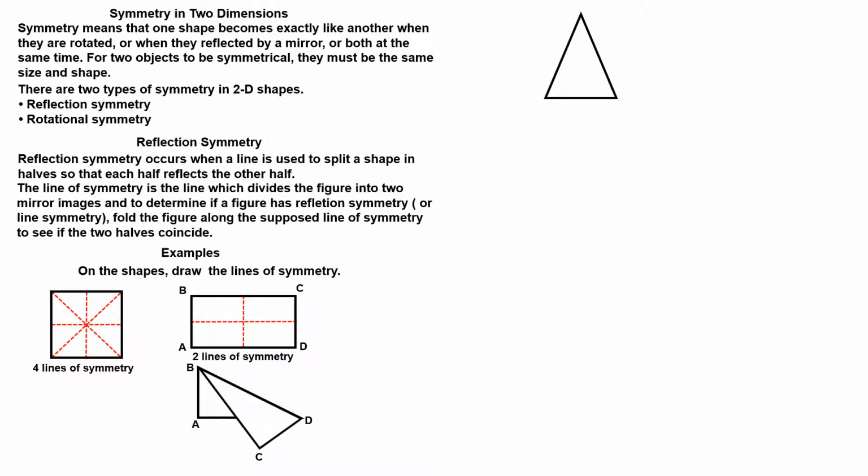Isosceles triangle. This is a line of symmetry. One line of symmetry.